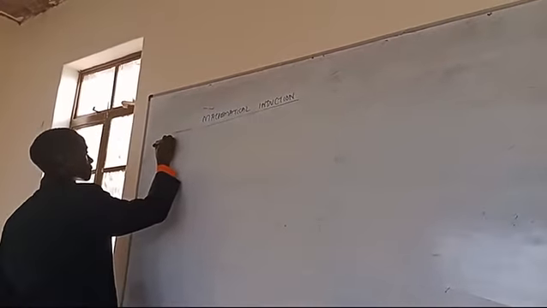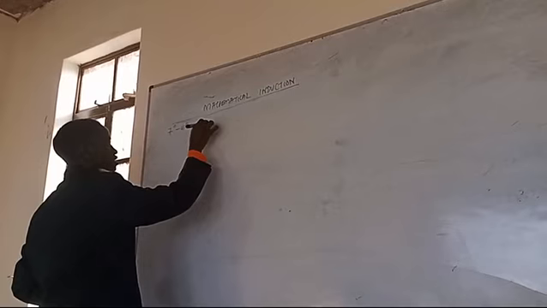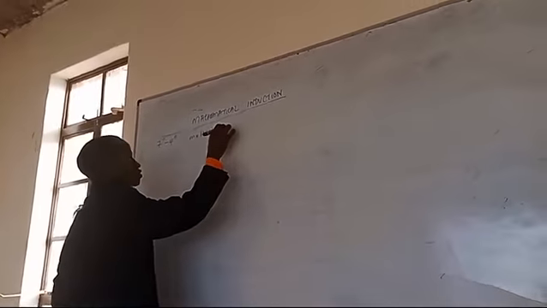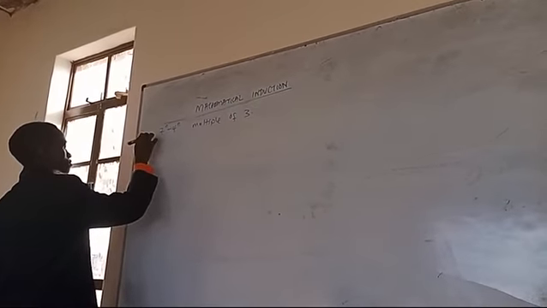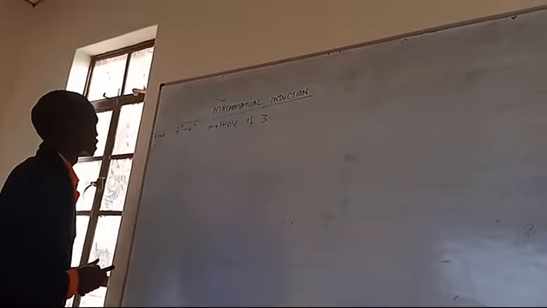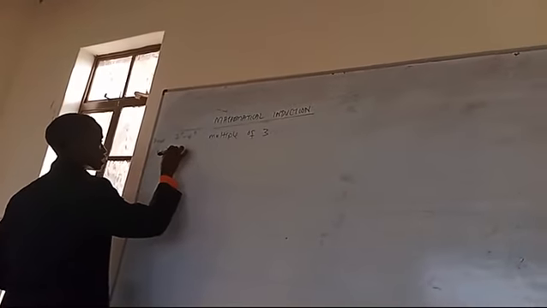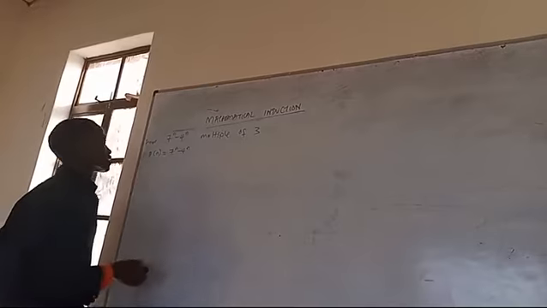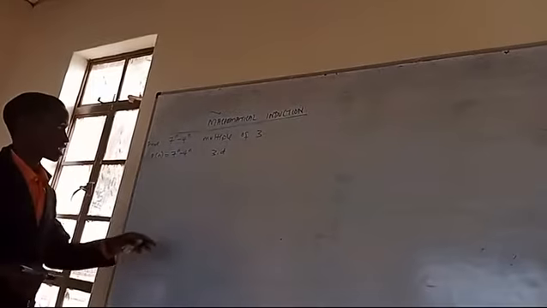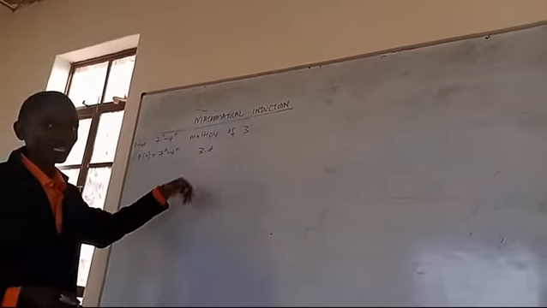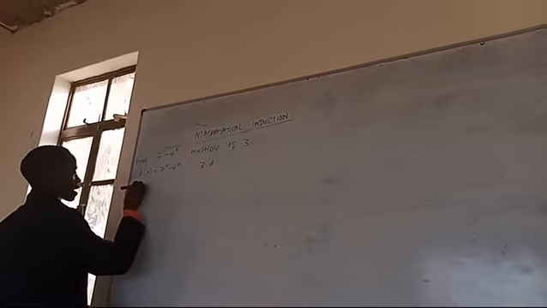Like you have 7 power n minus 4 power n being a multiple of 3. Let's just prove this. P of n is this equation here, which is 7 power n minus 4 power n, and we are checking whether it is a multiple of 3. It means a number that you divide by 3 without a remainder. So let's take our n to be equal to 1.